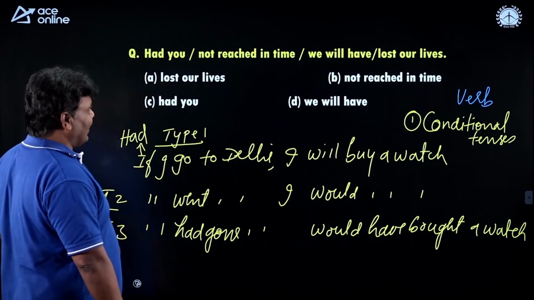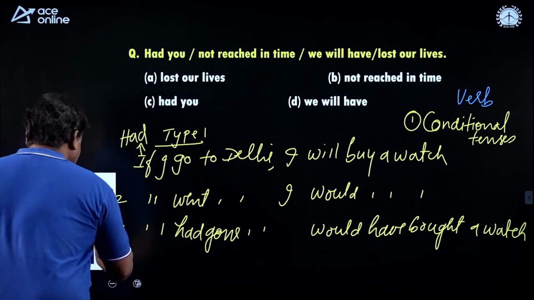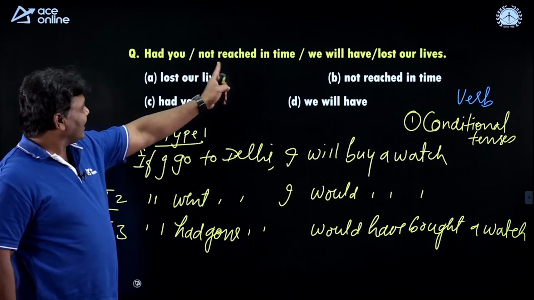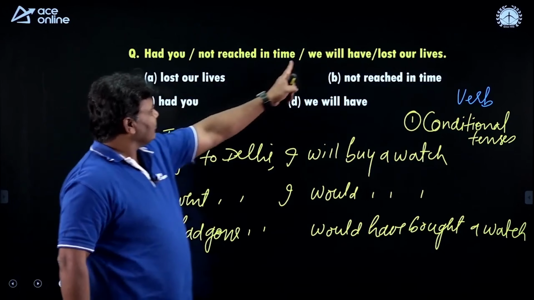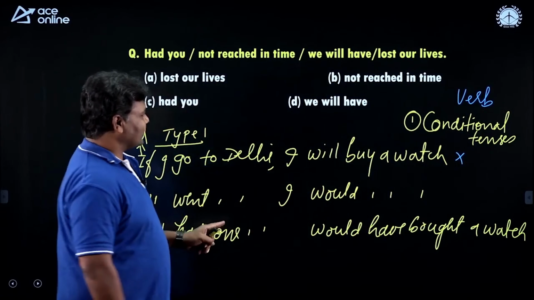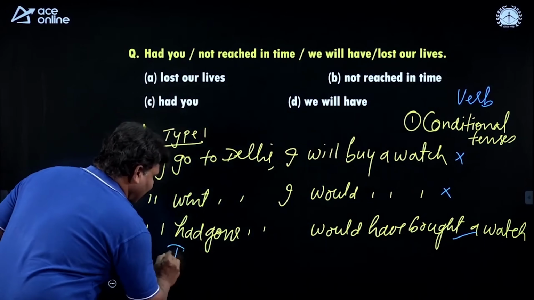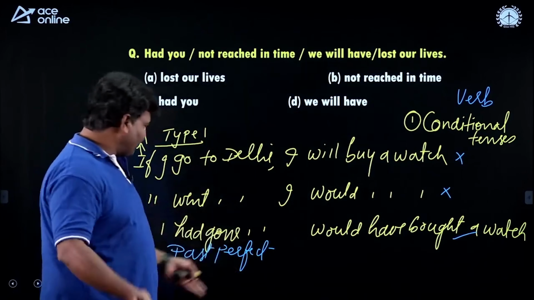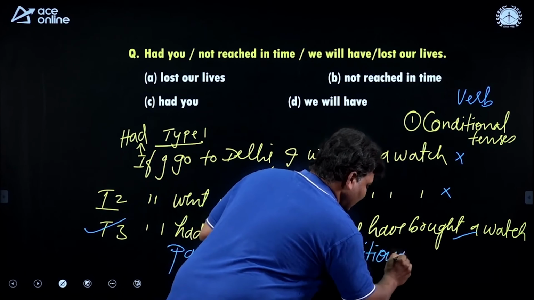Let us see, students, what we have found here. Had you not reached in time, which one are we talking about here? I think most of you know we are under type 3. Had you not reached in time? So had I gone, had you not reached in time, we will, no, this cannot be. I would buy a watch, no, this also cannot be. So what would be the final one? Would have bought. So here it is past perfect, students. Now don't ask me, sir, what do you mean by perfect and all? It will be enumerated in your further classes. Past perfect, conditional perfect.